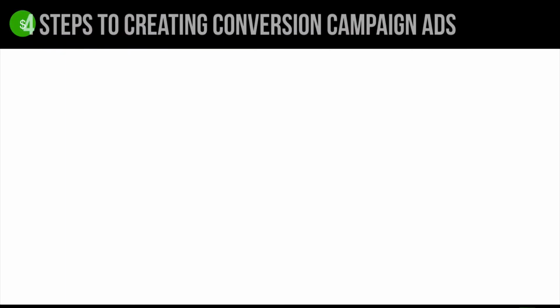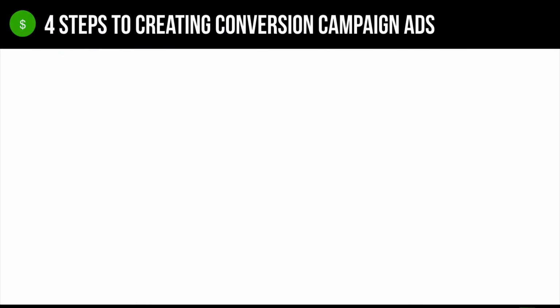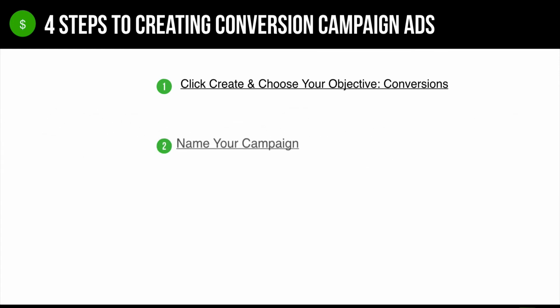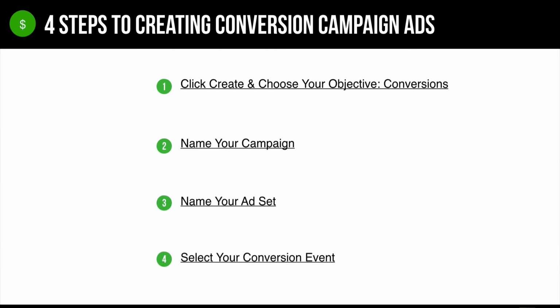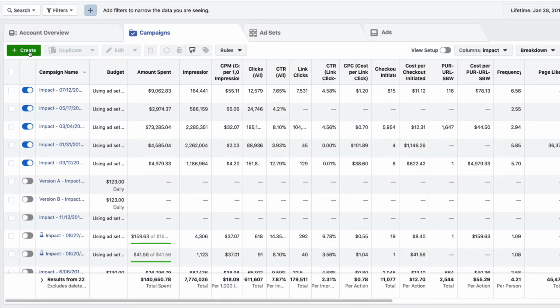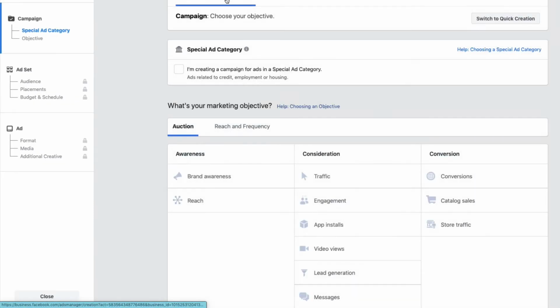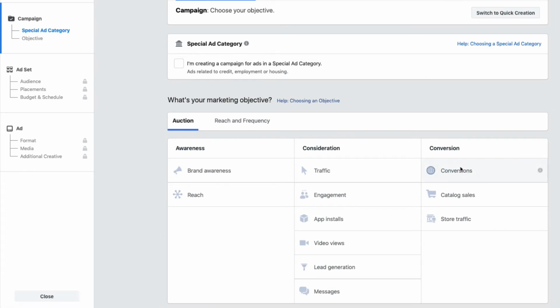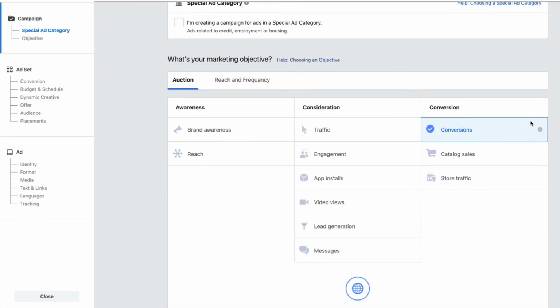Okay. Here are the 4 steps to creating conversion campaign ads. Step 1. Click create and choose your objective, conversions. Step 2, name your campaign. Step 3, name your ad set. And then step 4, select your conversion event. And that's it. So let's do it. All right, step 1, click create and then choose our objective. In this video, as you know, we're only dealing with conversions, so we're going to choose conversions. And you'll see that here in the conversion phase.